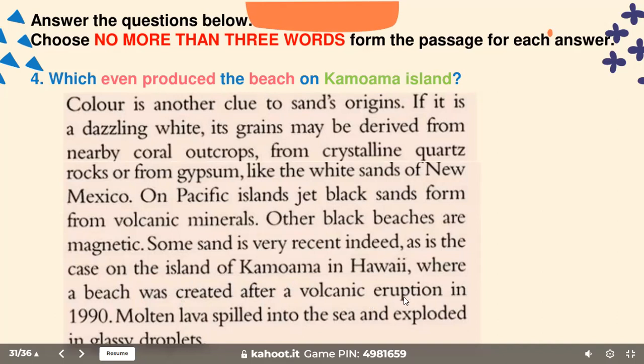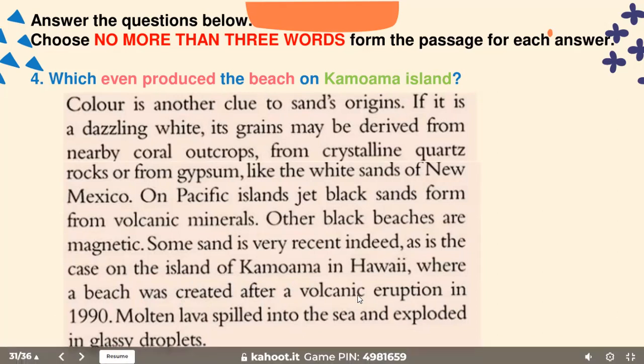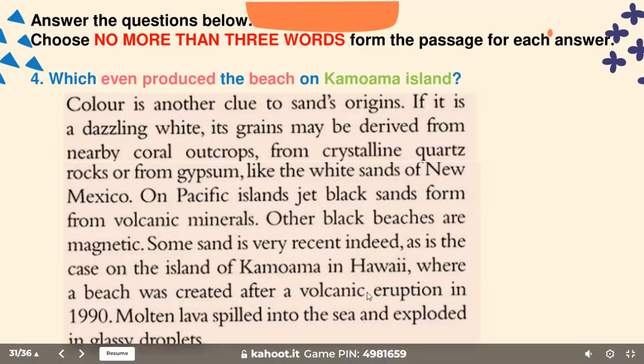Volcanic. Yeah, okay. Yes. So this is the event. So it was an event. How did I know? So I have the place, and that was in 1990. I have the date. Okay.